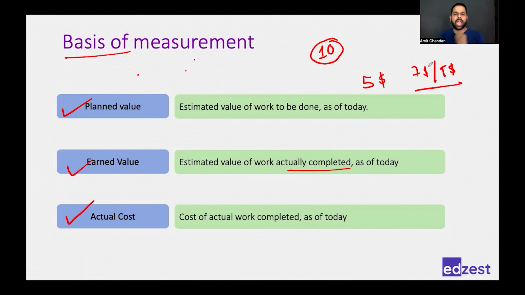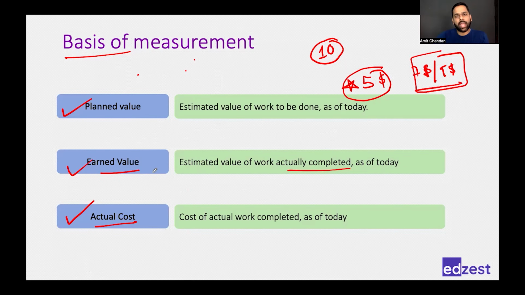Okay, so that would add the margin also. But whenever we talk about our progress measurement and performance measurement, we only talk about the cost part. So we'll have to measure it with respect to $5, not the $7 and $9. So then earned value and actual cost should be the same.